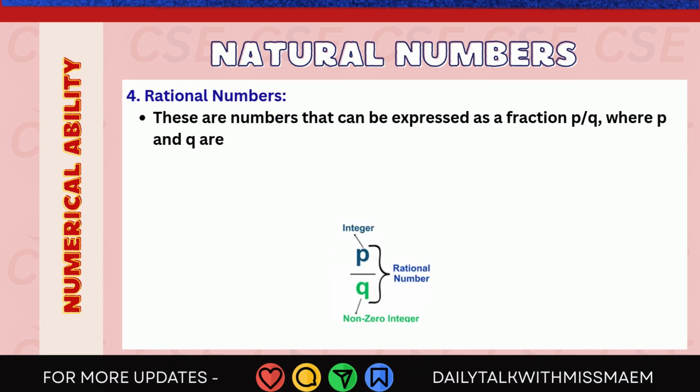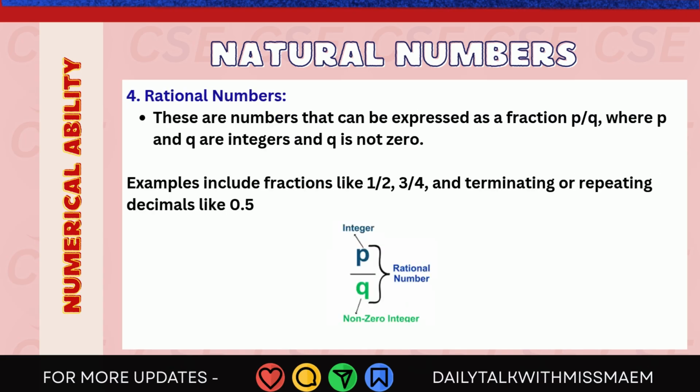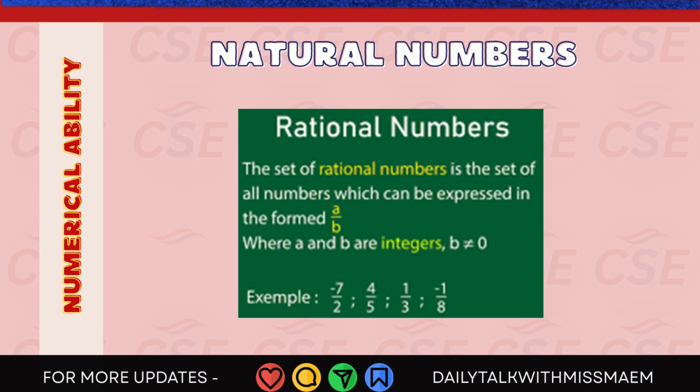Rational numbers equals p over q: fractions, terminating and repeating decimals. Rational numbers are numbers that can be written as a fraction, like 1/2 or 4/5. Even decimals like 0.75 or 0.333 are rational.